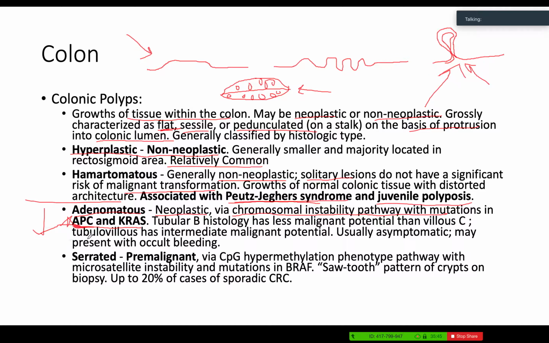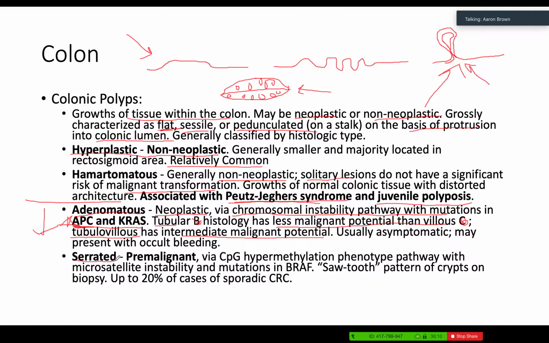I'm not sure why there's a B here. Let's ignore that. So tubular histology has less malignant potential than villus. When you think villus histology, I want you to think of a villain, right, of the bad guy. And so the villain has the most malignant potential. If you have a mix of those two, tubulovillus has an intermediate malignant potential.